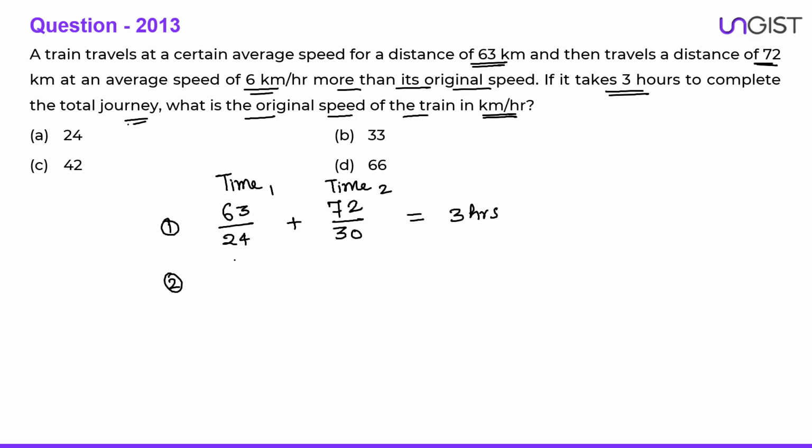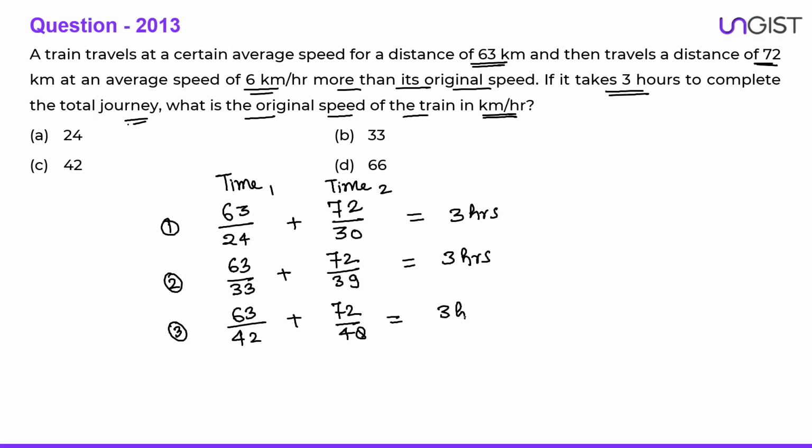Now for option number 2, this is 63 divided by 33 plus 72 divided by 33 plus 6, which is 39. It should be 3 hours, right? Okay. Now for option number 3, this is 42, and 72 by 42 plus 6, which is 48, right? It should be 3 hours, right?